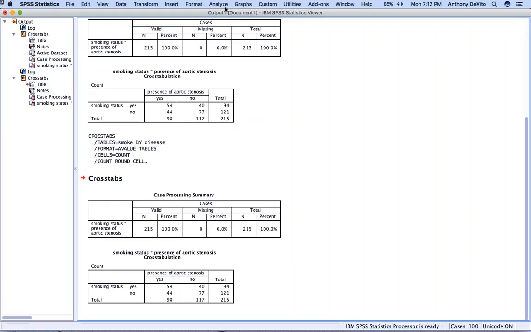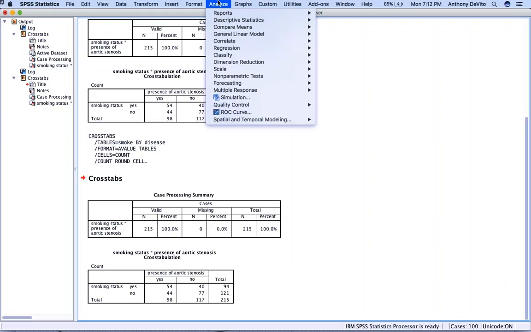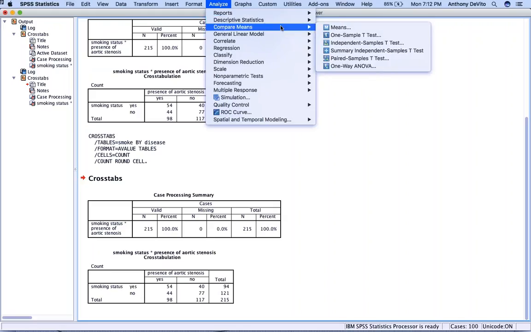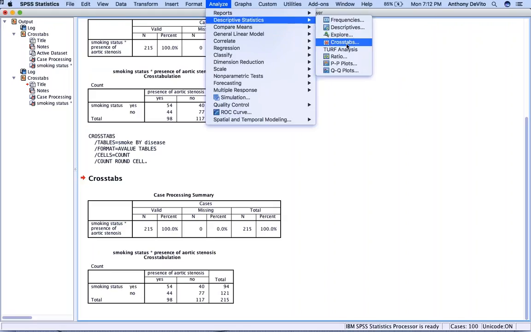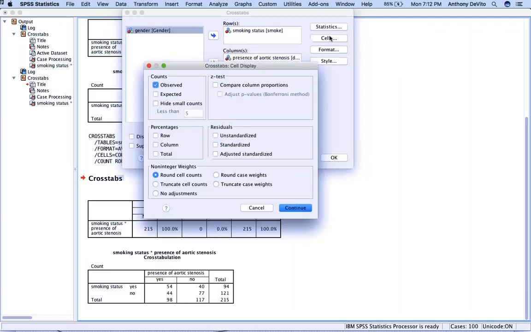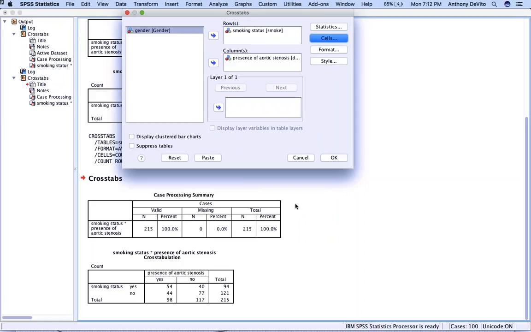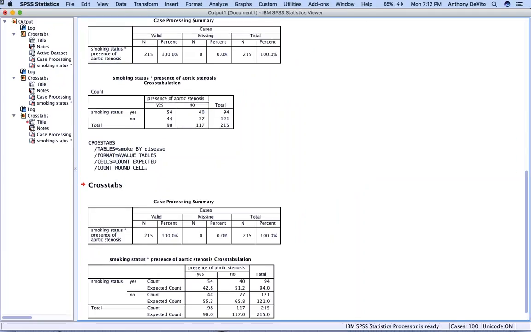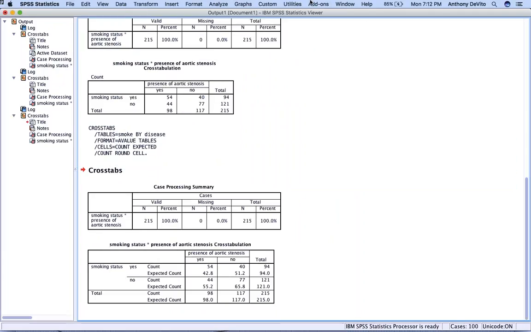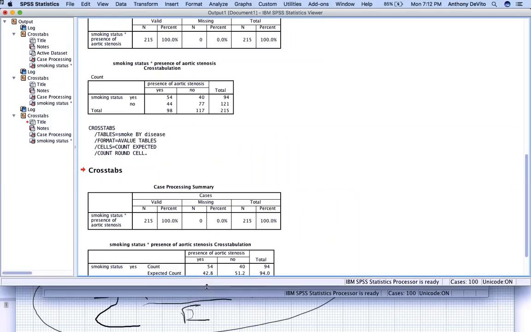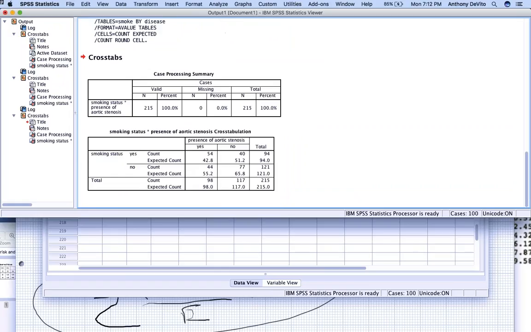So now let's take a look at what the expected values might look like. So I'm going to go up to Analyze, Descriptive Statistics, Crosstabs. I'm going to go back into Cells, and this time I'll ask it to calculate the expected values for me. And click OK. Okay, let's see what we got. Again, maybe a better way for me is to narrow this up so I can scroll it up.